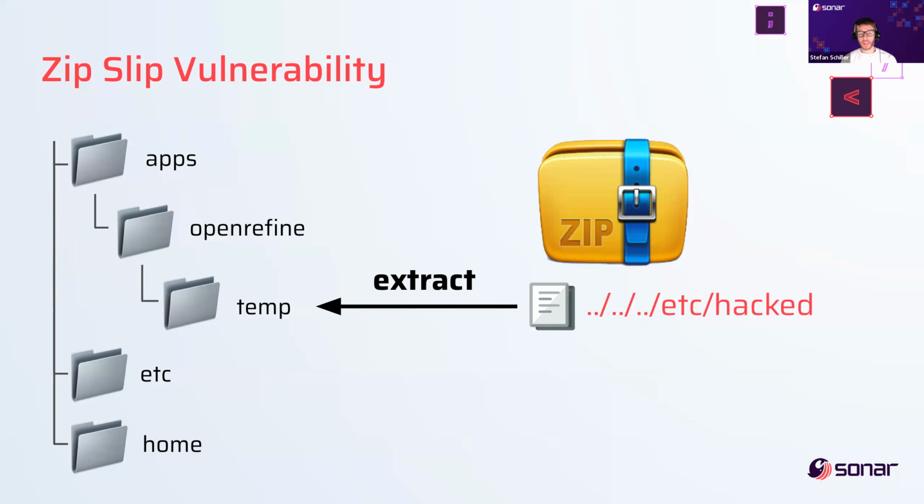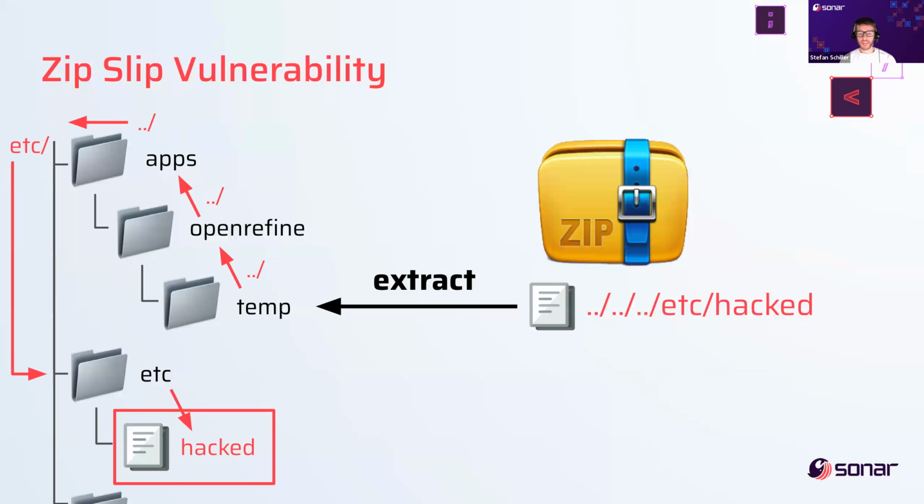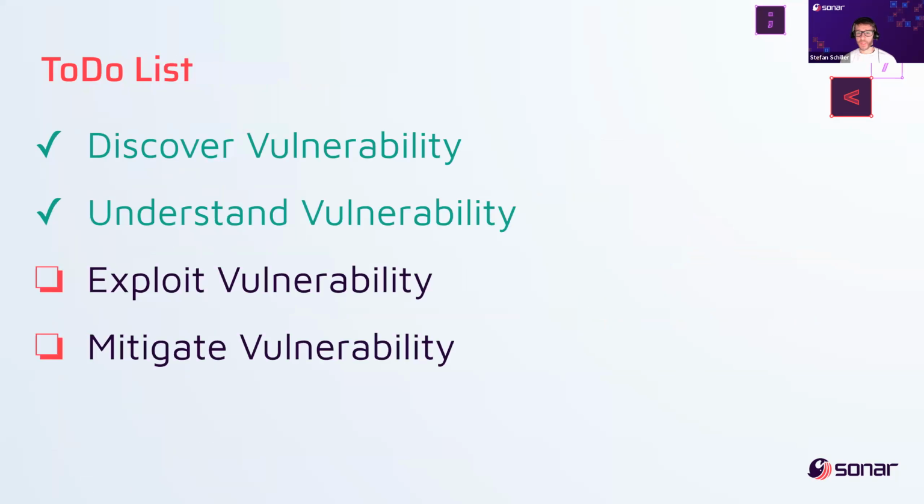When the file is extracted to the temp folder, it is not stored here anymore. Instead, the ../ sequence is resolved as a relative path, and the contents of the file are stored in a file called hacked in the etc folder. So the file name of an entry within the archive was used to traverse out of the intended destination folder. This can be exploited by an attacker to write or overwrite arbitrary files on the server, which is not good at all, as we will see.